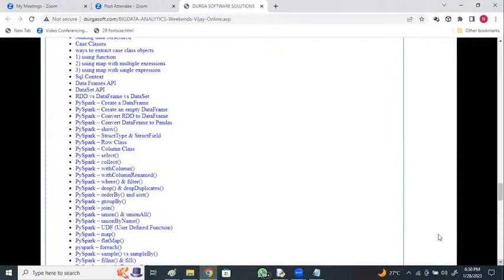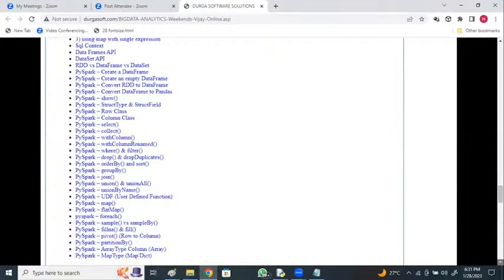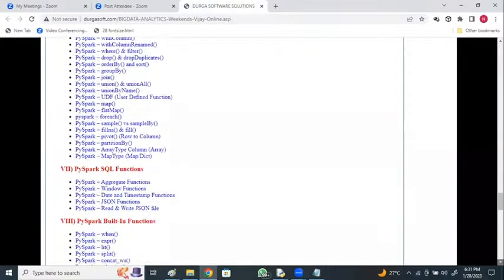Making data structured using maps, RDD, PySpark, show, Row class, select, collect, withColumnRenamed, where, order by, group, join, union, one by one. All these APIs, right, with working examples.